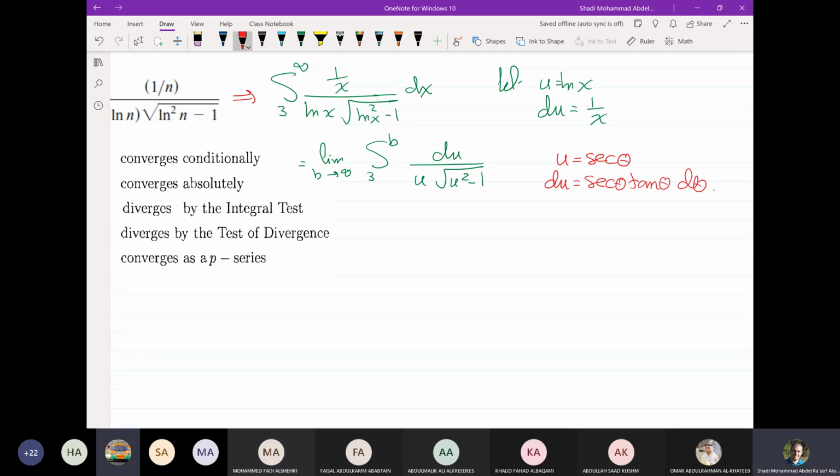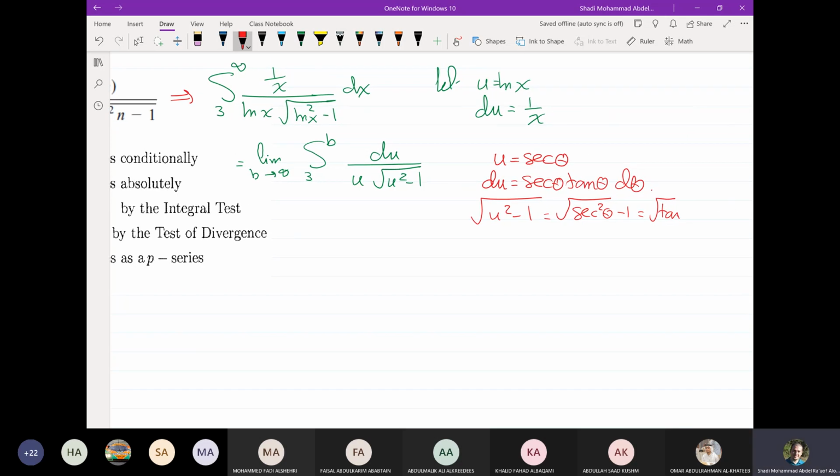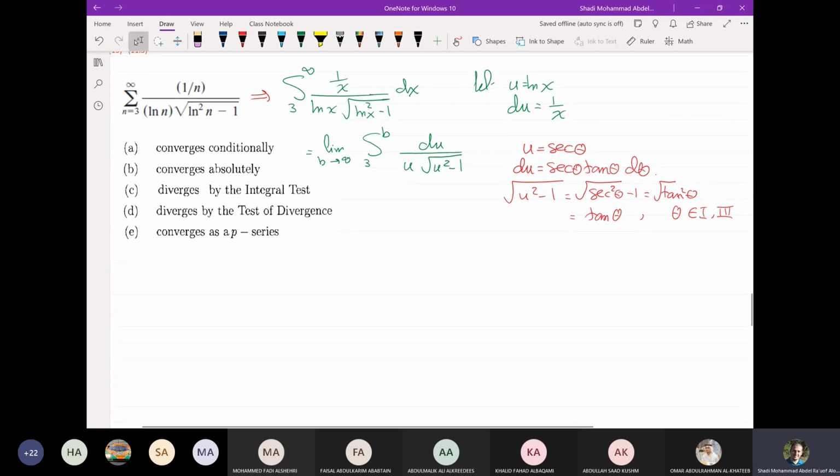Yes. So what is the root of u square minus 1? It will be root of secant square theta minus 1, which is root of tan square theta. And root of tan square theta will be just tan theta, because when we suppose the trigonometric substitution, we suppose that theta should be in the first or third quadrant, right?